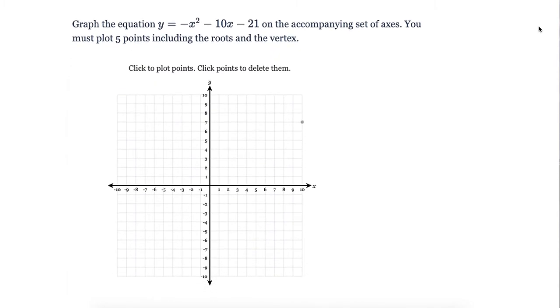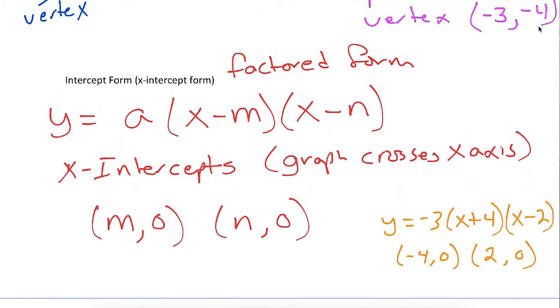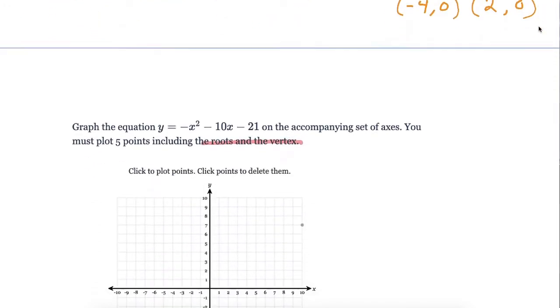Okay, so let's say I wanted to plot this. On a lot of these questions, you're going to be asked to plot the roots and the vertex. Remember, these x-intercepts are called the roots and the zeros also. So just remember that x-intercepts are roots and zeros. So it might be called that.